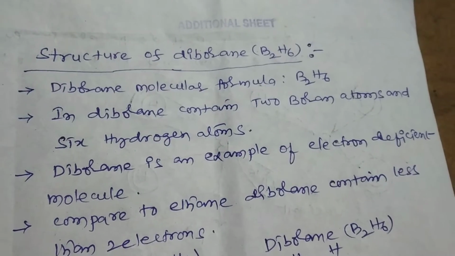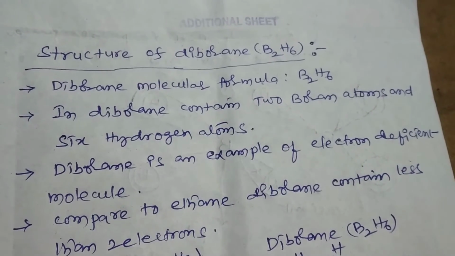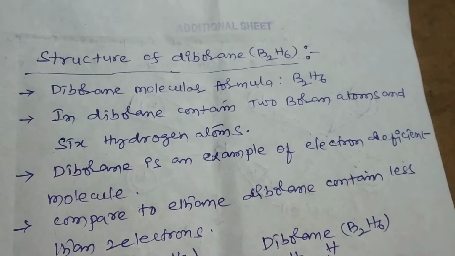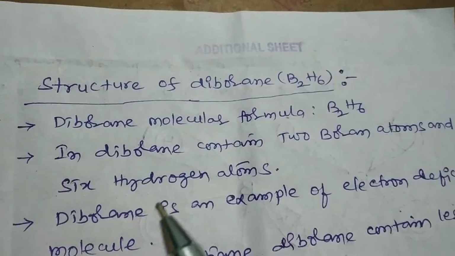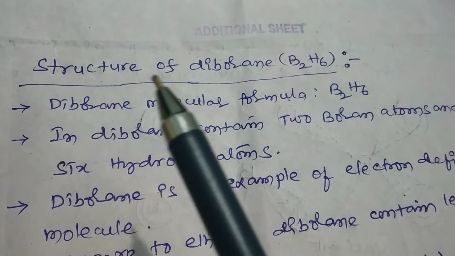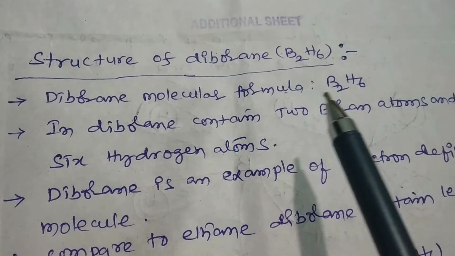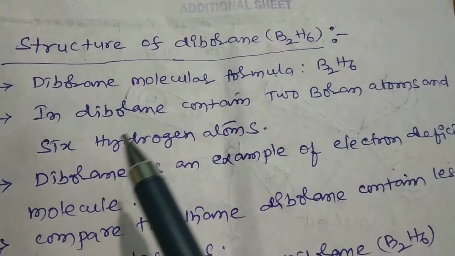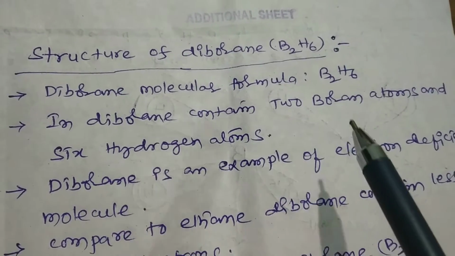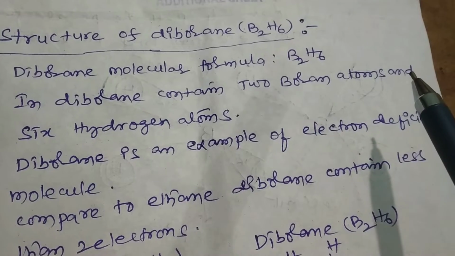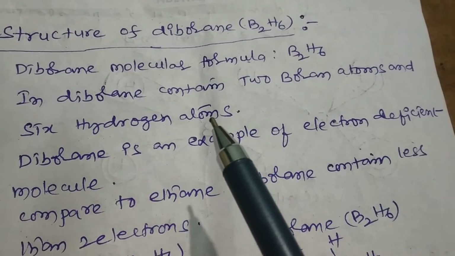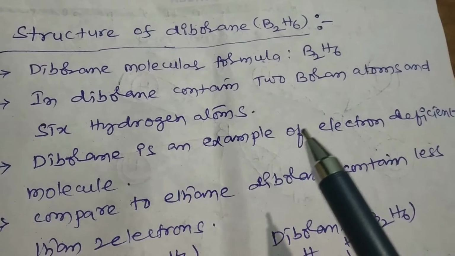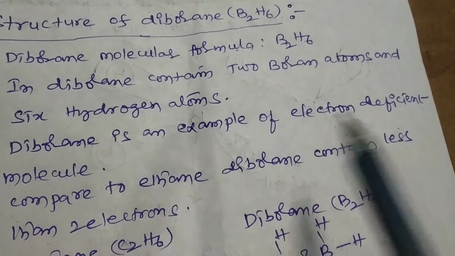It is an important question of diborane. So it is an explanation of the structure of diborane. First, the molecular formula of diborane is B2H6. Diborane contains 2 boron atoms and 6 hydrogen atoms. Diborane is an example of an electron deficient molecule.